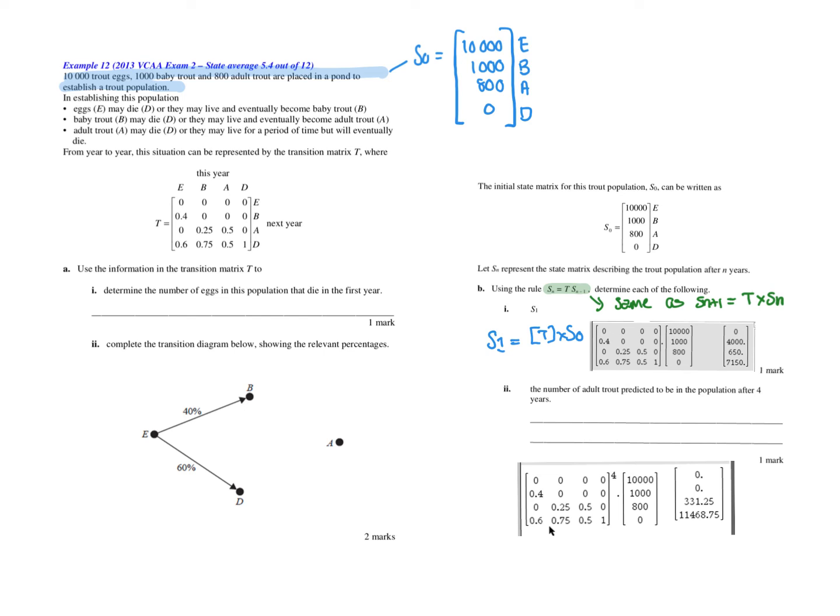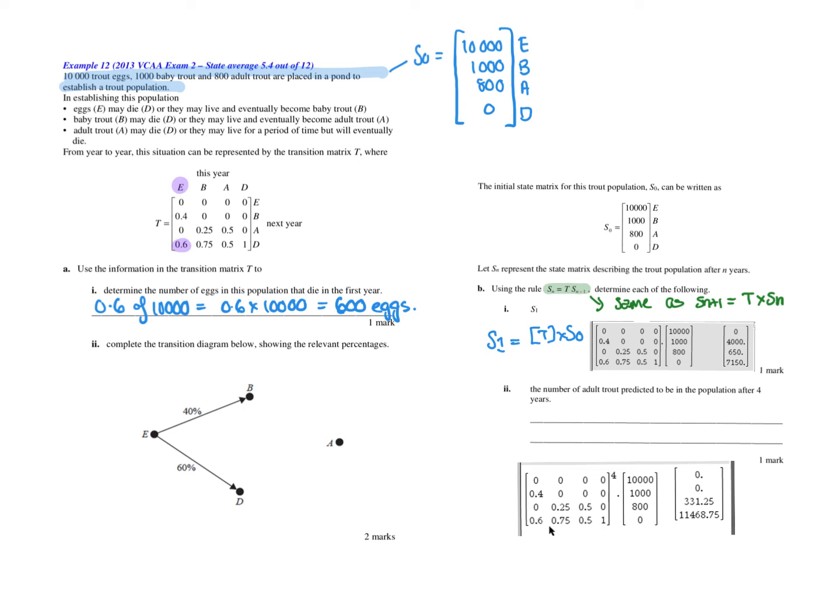So what you're looking for is your egg this year, but you're dead next year. So that would be 0.6. So we're saying 0.6 of the eggs, which was 10,000, died in the first year. So you just go 0.6 times 10,000, which equals 600 eggs.